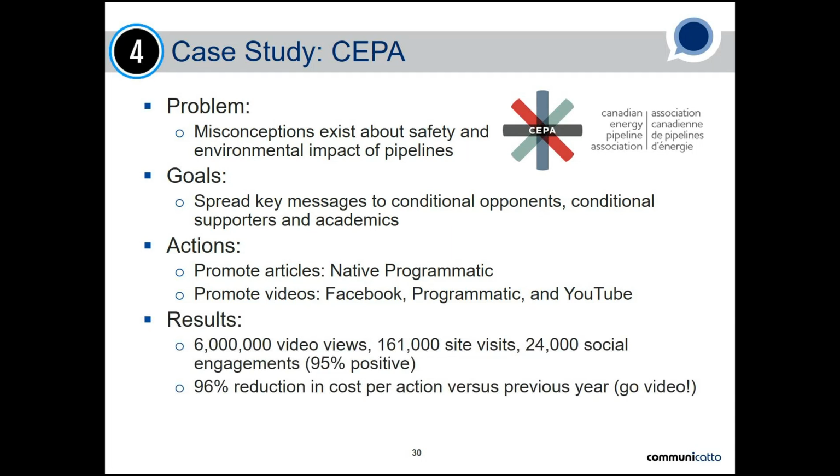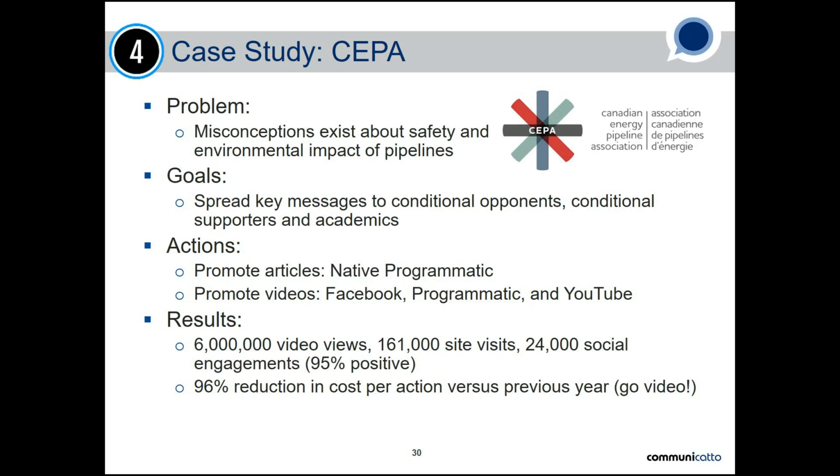So what happened? Well, 6 million video views. Now, in this case, that may seem a bit of a vanity metric, but for us, that's a very important metric, right? It's saying that our videos and the impressions of the videos were much higher than that. This is 6 million completed video views. So we know the message is getting out there.